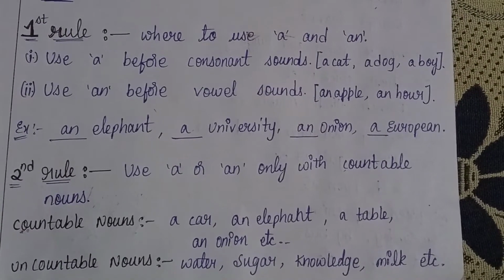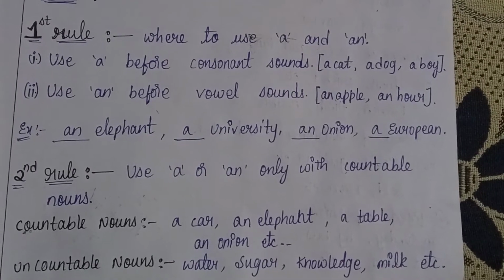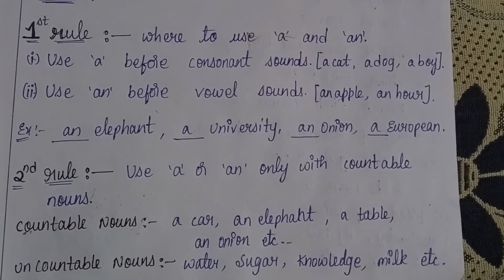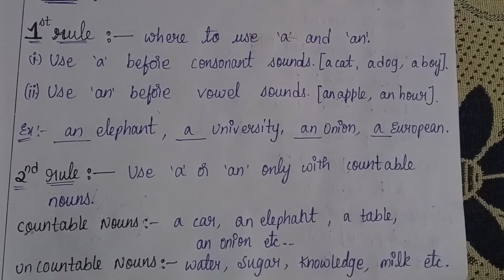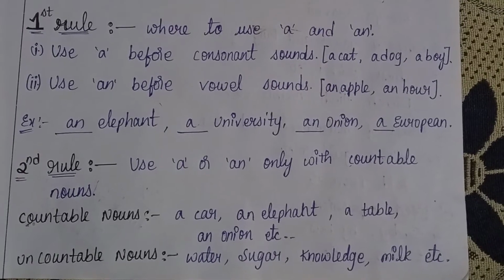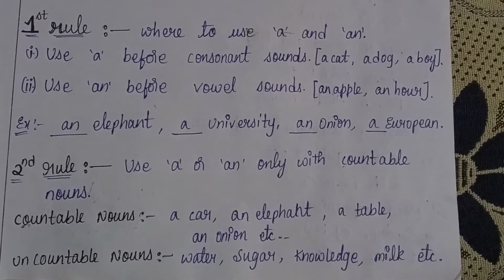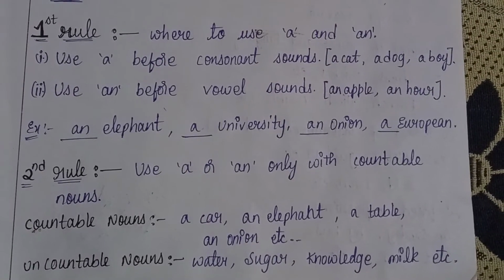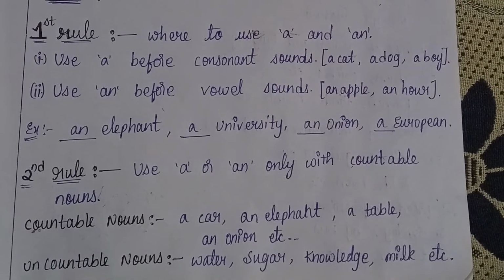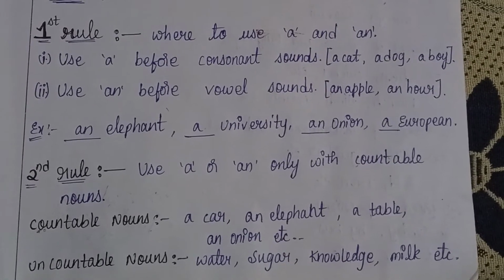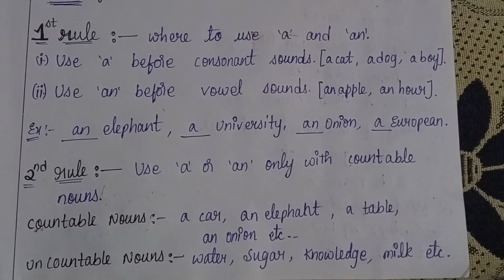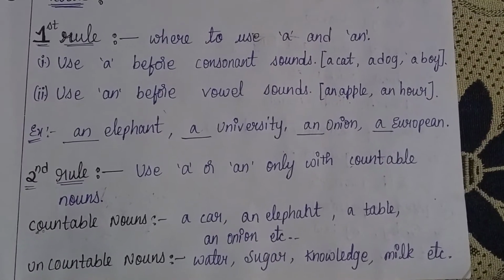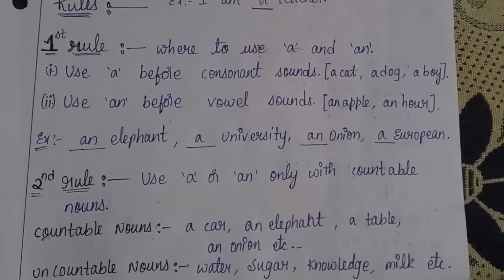So here we should use a or an article based on the sound they produce. So here a car, an elephant, a table, an onion, etc. And there is no article before uncountable nouns. For example, the uncountable nouns are water, sugar, knowledge, milk, etc. These are uncountable nouns and we should not use an article before these uncountable nouns. So this is about the second rule.